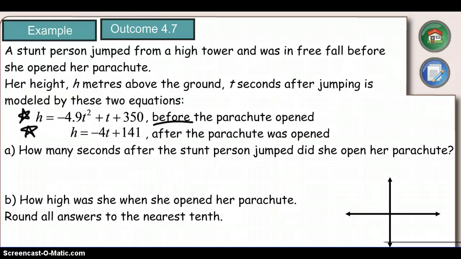In this scenario, there is a stunt person jumping from a tower, and they are in free fall before she opens her parachute. Now, her height is all of my h's, and t is my time. There's one equation, and this is before the parachute was opened. This is modeled by the equation h is equal to negative 4.9 t squared plus t plus 350. But when she opened her parachute, there was a change. At this point, the equation can be modeled by h is equal to negative 4t plus 141.